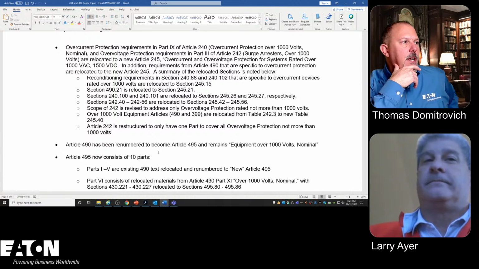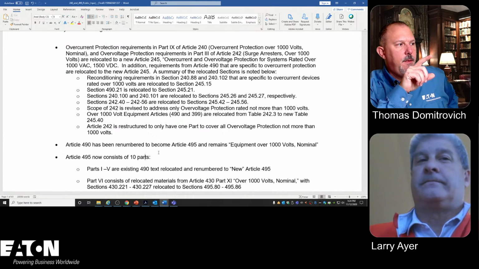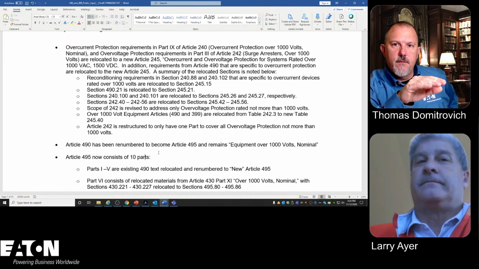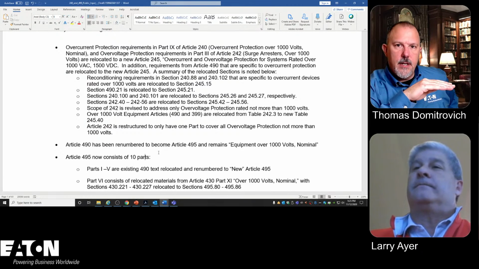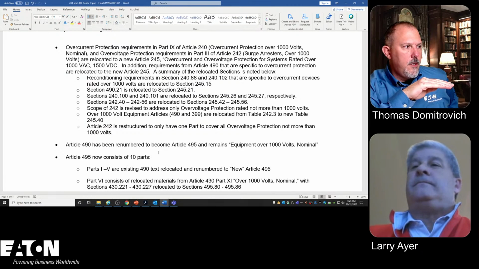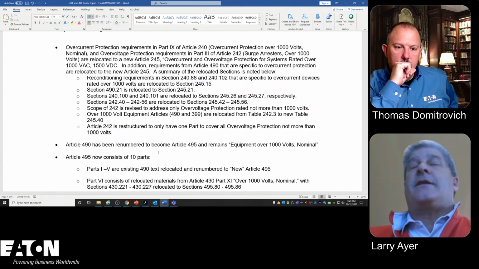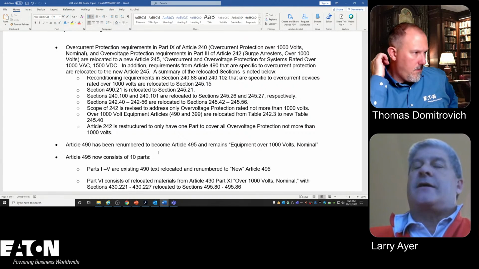All right. So now I noticed that they've established 1,500 volts as that DC level. So AC 1,000 volts and DC 1,500 volts. That's right, new.